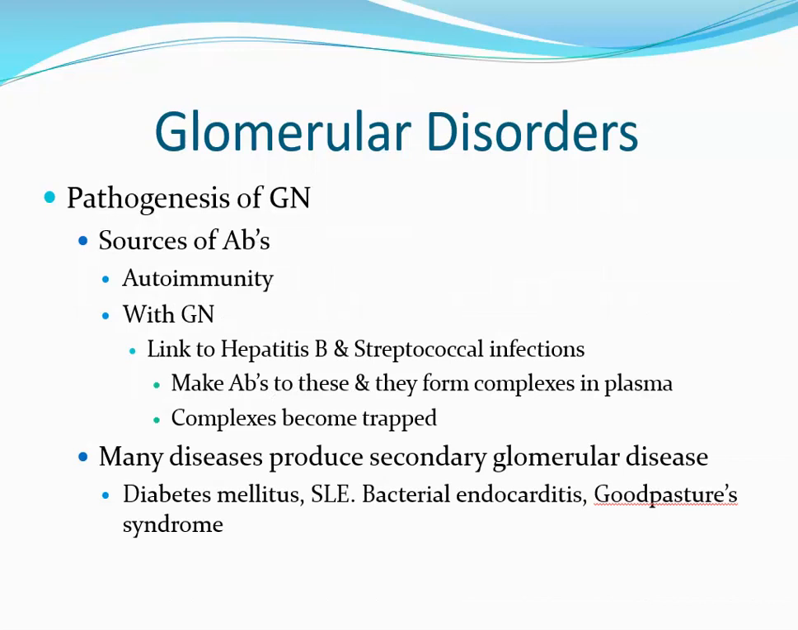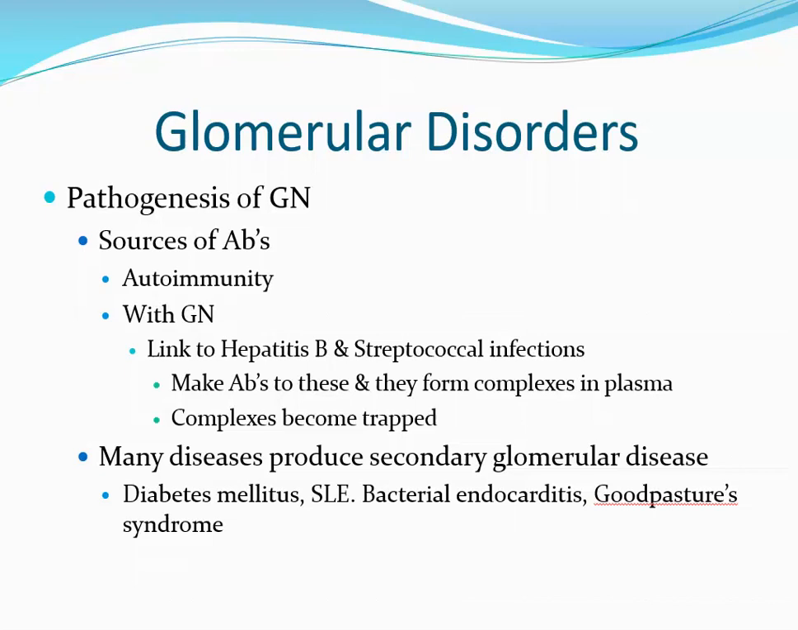What are the sources of these antibodies or immune complexes? One source is autoimmunity, where the person makes antibodies to their own self-antigens. However, with glomerular nephritis, there is a strong link to both hepatitis B and streptococcal infections. We make antibodies to these two organisms, and they form complexes in the plasma. These complexes then become trapped when the blood carries them to the glomerulus.